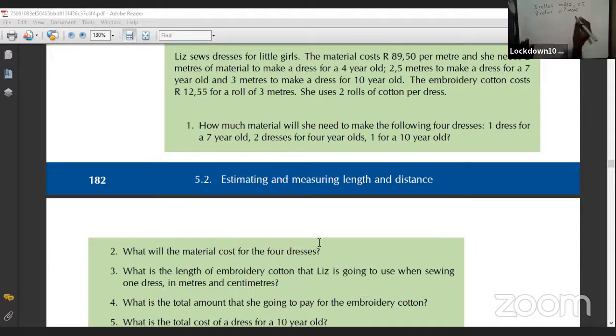Okay? Simple proportion also says if it is more, we say a bigger number, that is rows, 8 rows, over a smaller number, that is 3 rows. Multiplied by quantity, 12.55. Rows and rows cancel out. So we say 8 divided by 3 multiplied by 4.55. Okay?